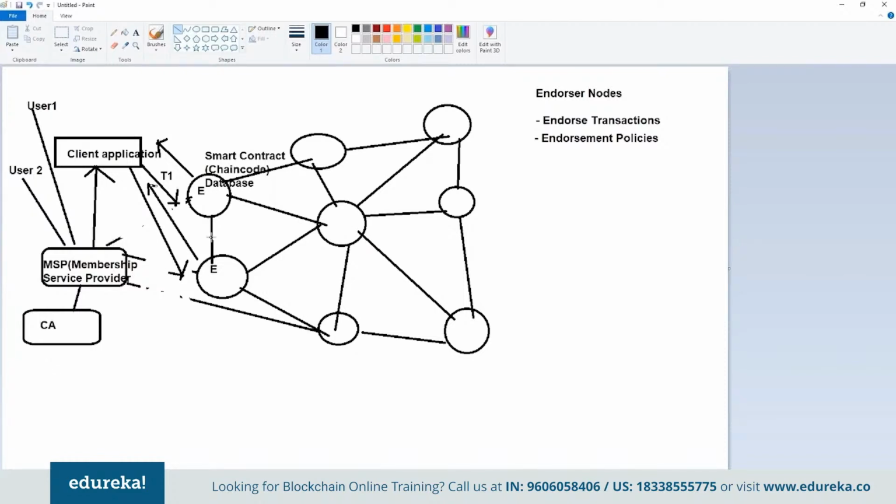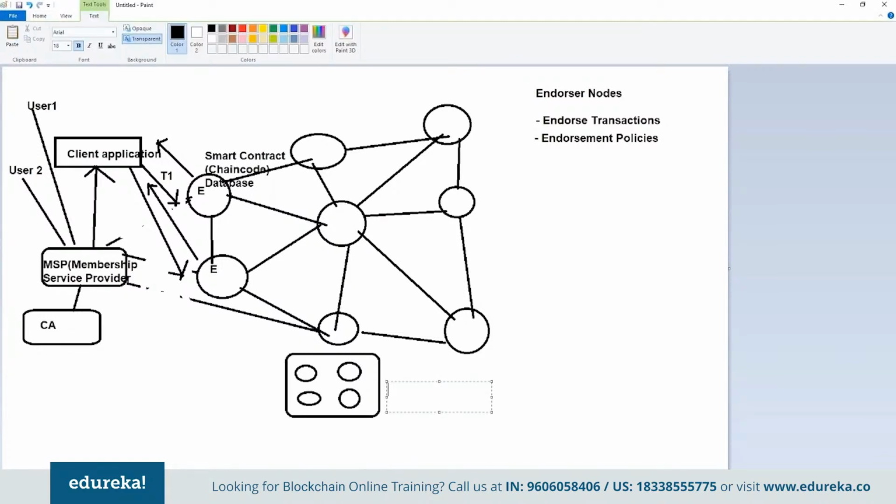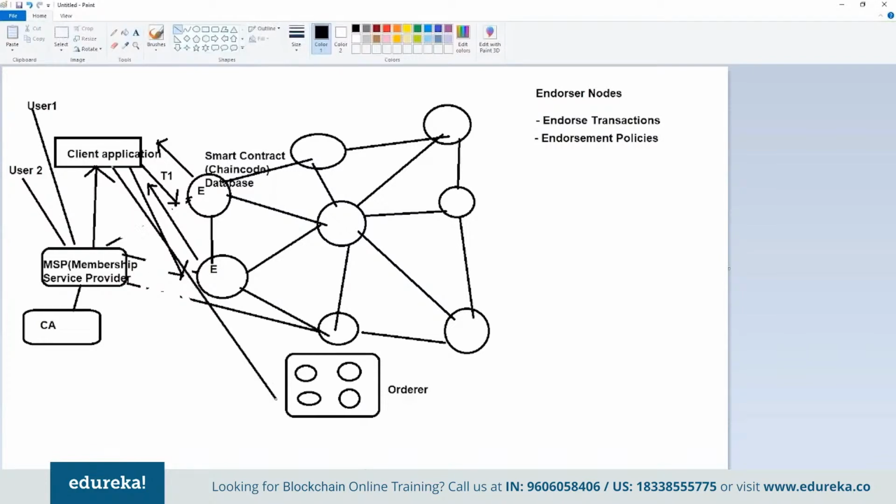Now the client application gets these endorsed transactions along with the sign of the endorser, a digital signature that this particular endorser has signed this transaction. Now there is another set of special nodes in Hyperledger which are called orderers, and orderers are represented like this. So basically ordering is represented as a service, but they are nothing but special nodes. So this is how you represent an orderer. So now what the client application will do is it will send these validated transactions to the orderer. These are all validated transactions.